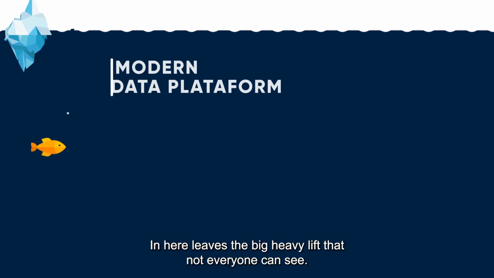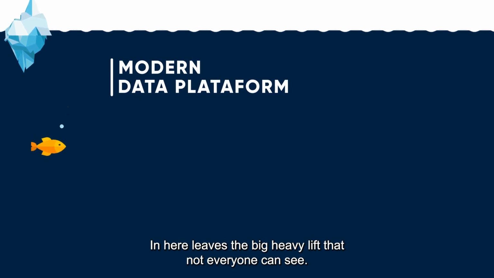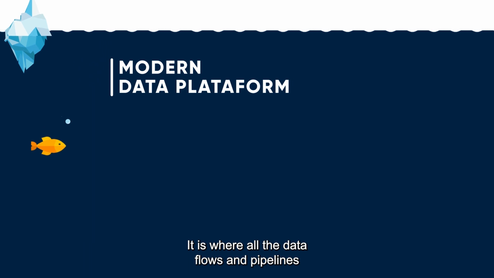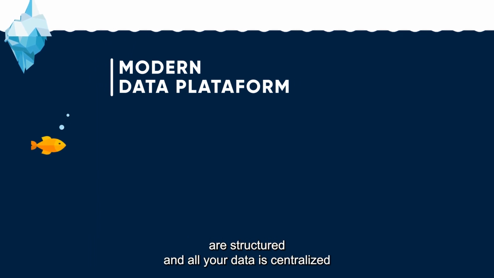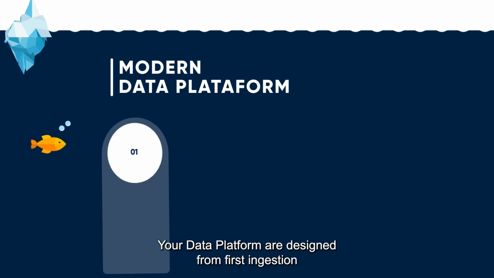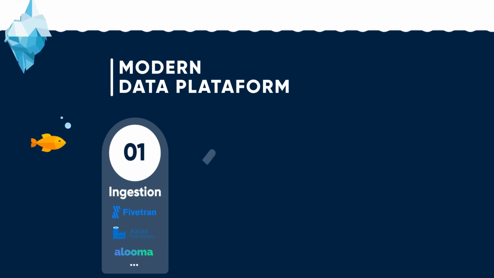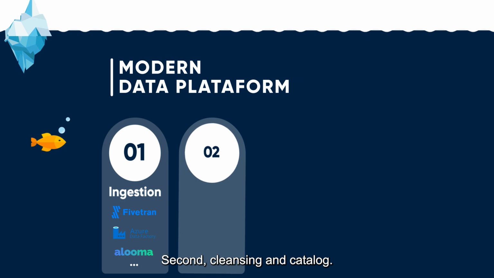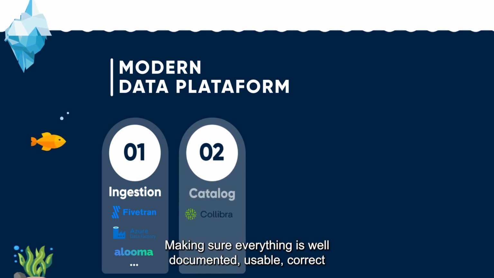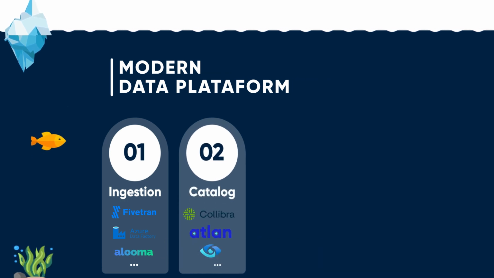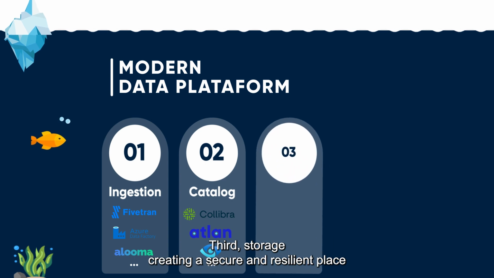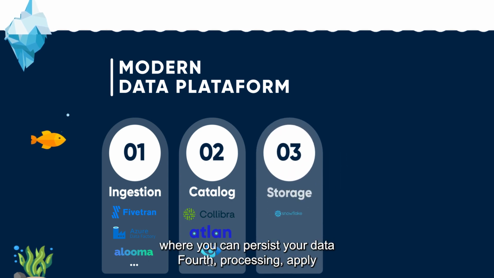In here lives the big heavy lift that not everyone can see. It is where all the data flows and pipelines are structured and all your data is centralized. Your data platform is defined by, first, ingestion, collecting all your data from structured and unstructured sources. Second, cleansing and cataloging, making sure everything is well documented, usable and correct. Third, storage, creating a secure and resilient place where you can persist your data.